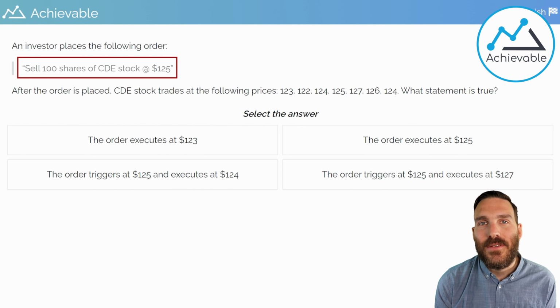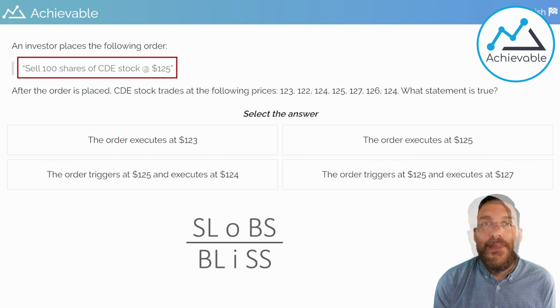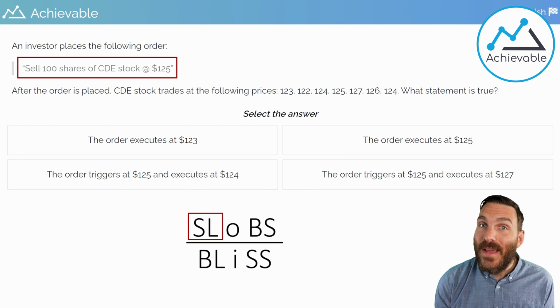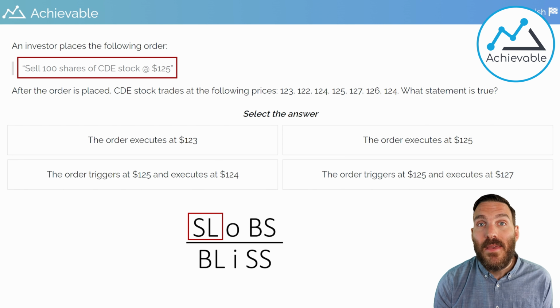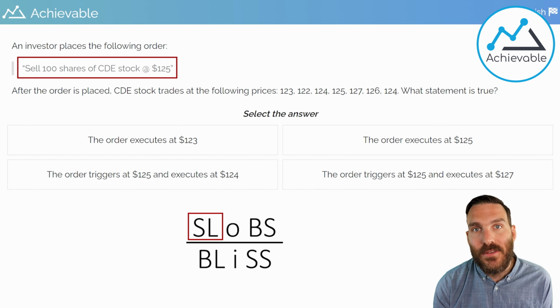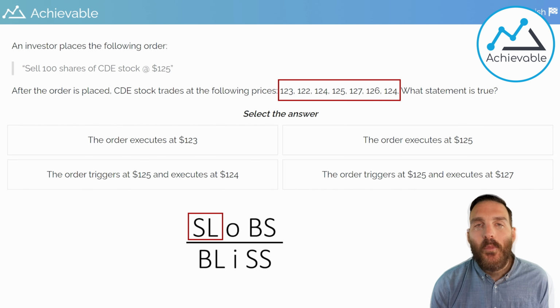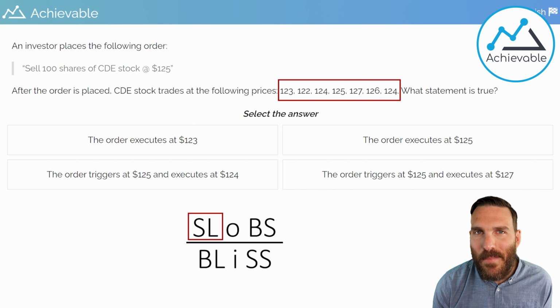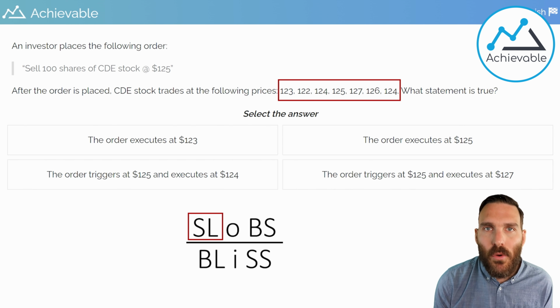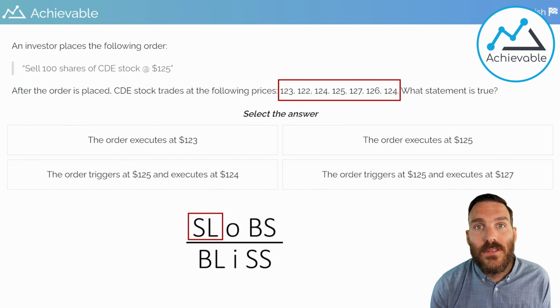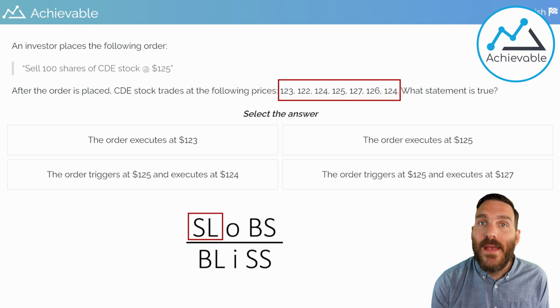The easiest way to answer this question is by using our friend SLoBs over BLiSS. This is a sell limit order. SL is above the line, so that tells us we need the market price to be at or above 125 for this order to be executed. Now that we know what we're looking for, we'll go to the prices they specify. We read these prices from left to right, basically assuming they're in chronological order, and the first time we see 125 or above, the order executes, goes through, and that will be our answer.